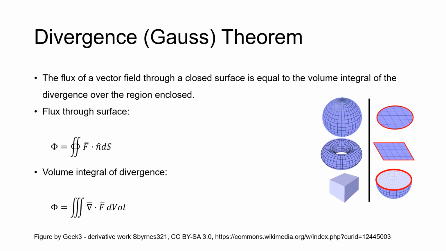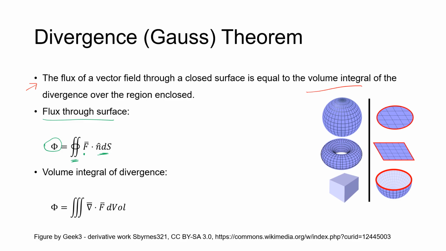The statement of the divergence or Gauss theorem is that the flux of a vector field through a closed surface is equal to the volume integral of the divergence over the region enclosed. So we have two things here: the flux itself, which is normally phi, and this is normally equal to the vector which we are calculating the flux for, say F, integrated over the unit area, and in this case we need to make note that this is over a closed surface.